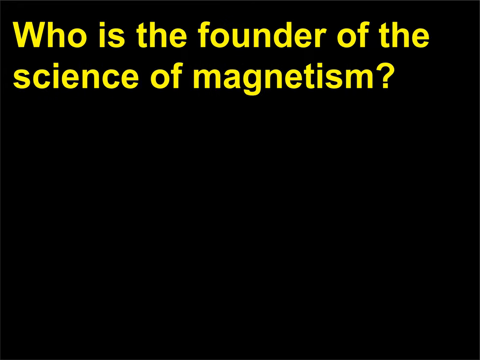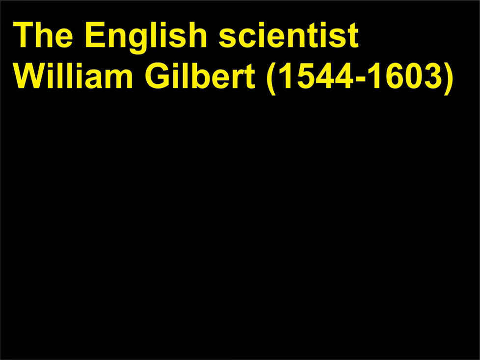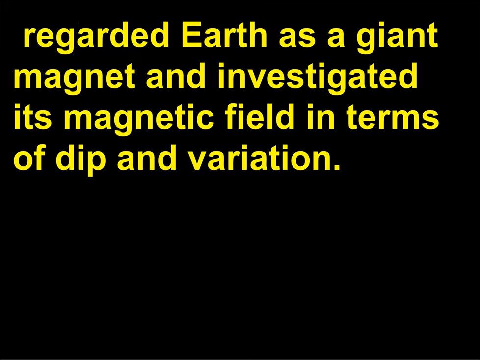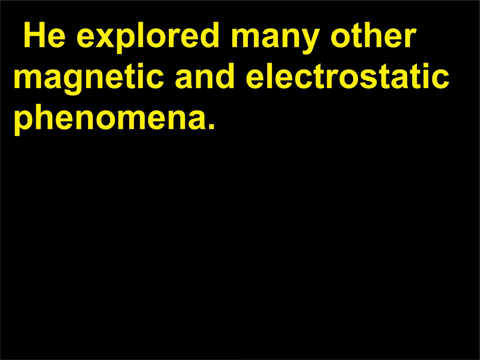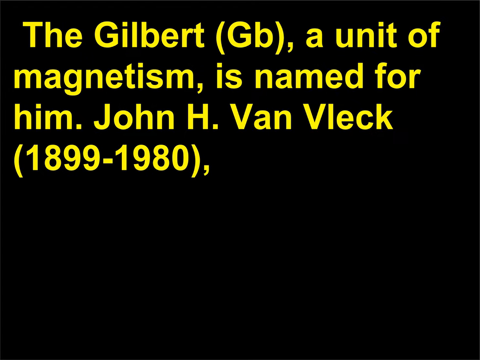Who is the founder of the science of magnetism? The English scientist William Gilbert, 1544-1603, regarded Earth as a giant magnet and investigated its magnetic field in terms of dip and variation. He explored many other magnetic and electrostatic phenomena. The gilbert, Gb, a unit of magnetism, is named for him.